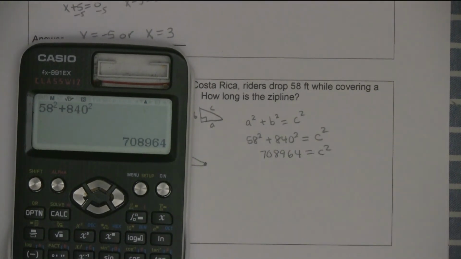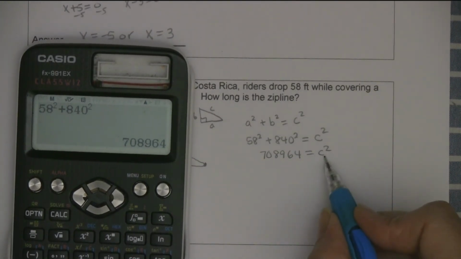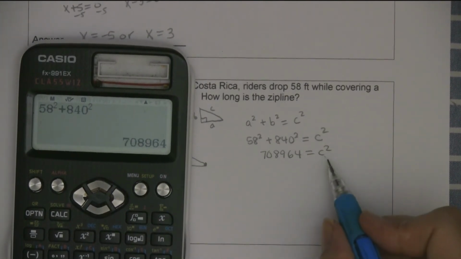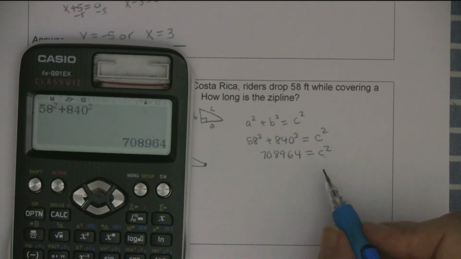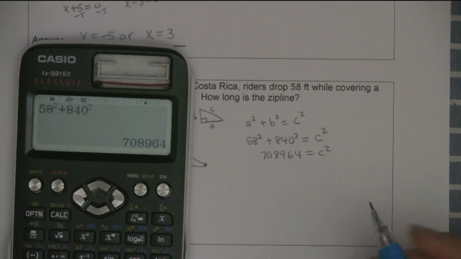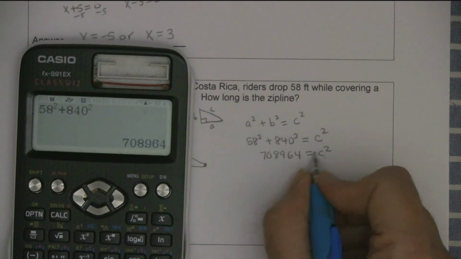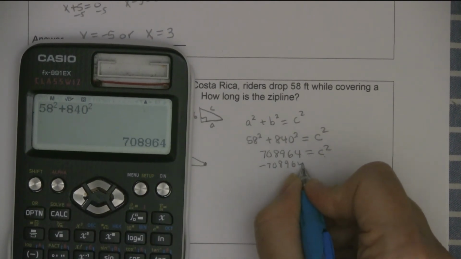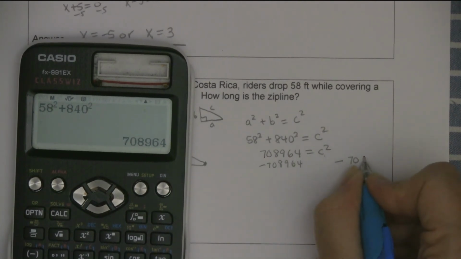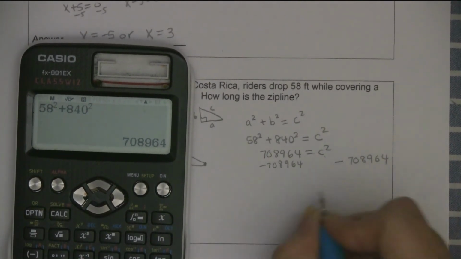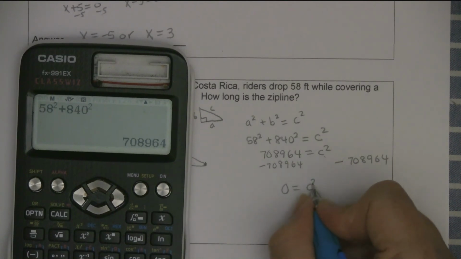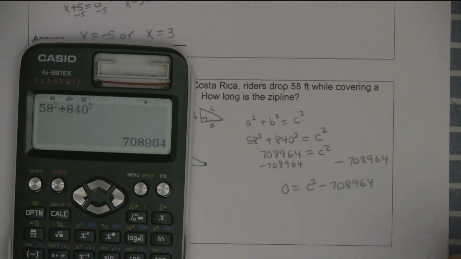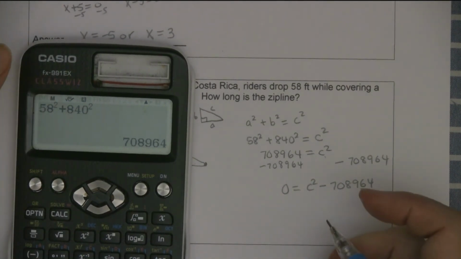And how they've showed me to solve things that are quadratic, degree 2, right, is to get 0 on one side. So I have C squared, and I'm going to get 0 on one side. And so I'm going to take away, because it's happy and positive over there, this huge number right here. And then what I have to do is I have to factor this thing. So I get 0 equals C squared minus 708,964. And it doesn't have a greatest common factor other than 1.